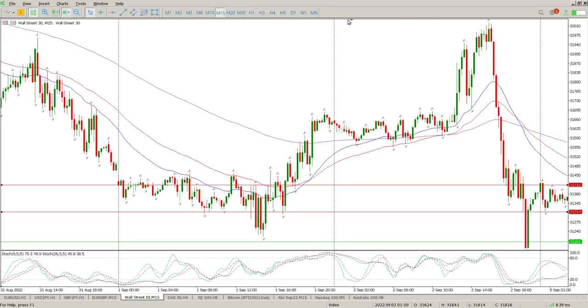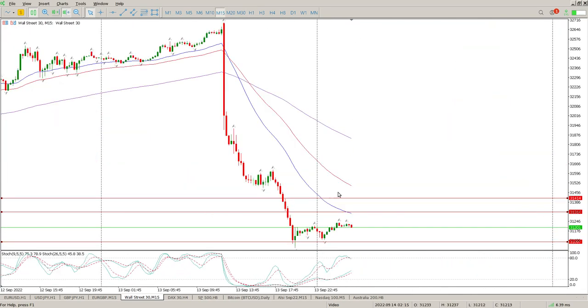So if we come down to the 15-minute, what we're looking for now is an opportunity to continue shorting.